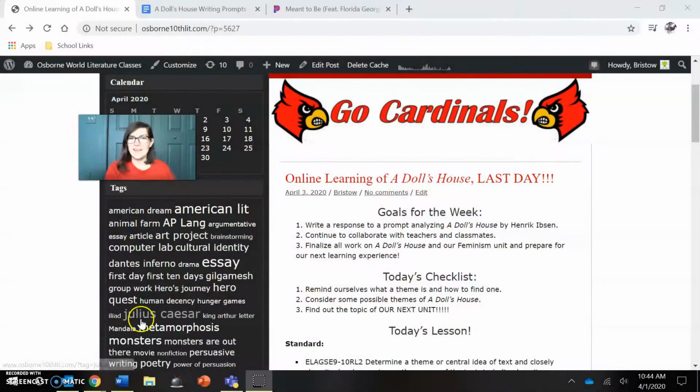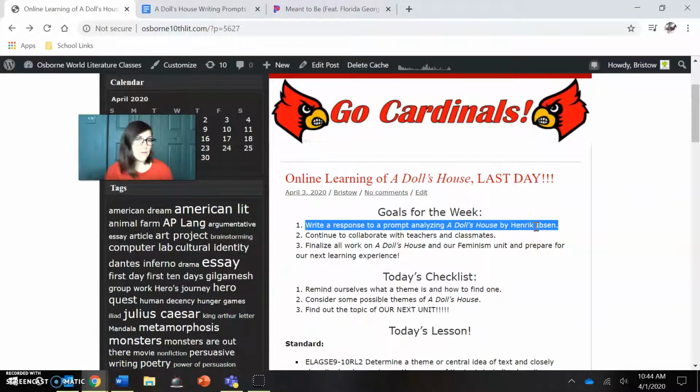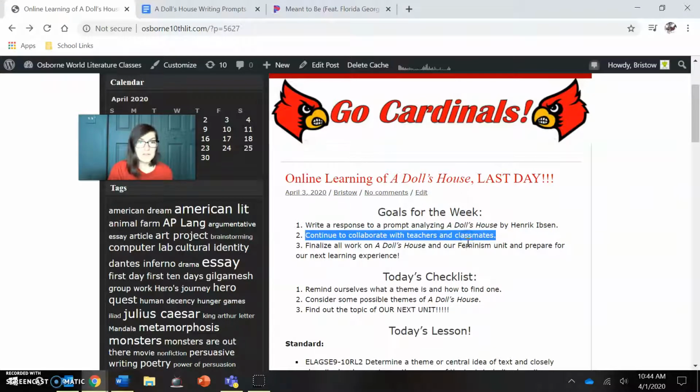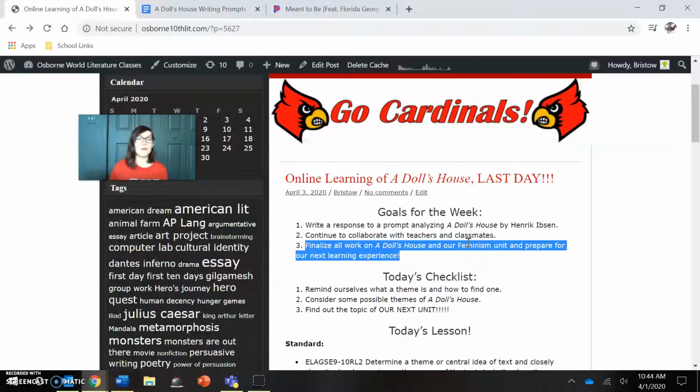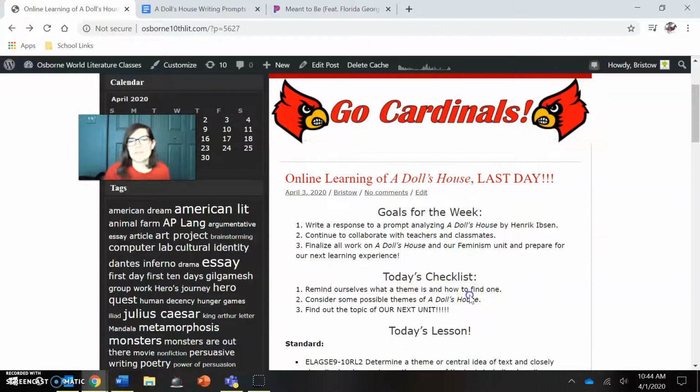So let's get started. Our goals for this week have been to write a response to a prompt analyzing A Doll's House, to continue to collaborate with our teachers and classmates, and to finalize all the work on our Doll's House and Feminism unit so that we can prepare for our next learning experience.